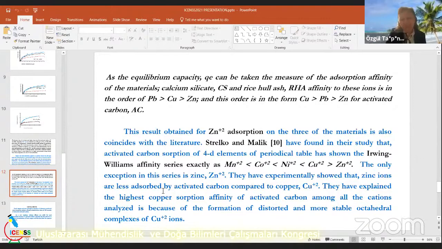And they explain this. The reason is explained by the scientists for the copper adsorption affinity of activated carbon. They have shown this for activated carbon, but we have found the same result for calcium silicate and rice hull ash. Among all the cations they analyzed, because of the formation of a distorted and more stable octahedral complex of copper on the surfaces, the adsorption is higher than the zinc adsorption. Zinc is weakly attached on the surface. That's it.